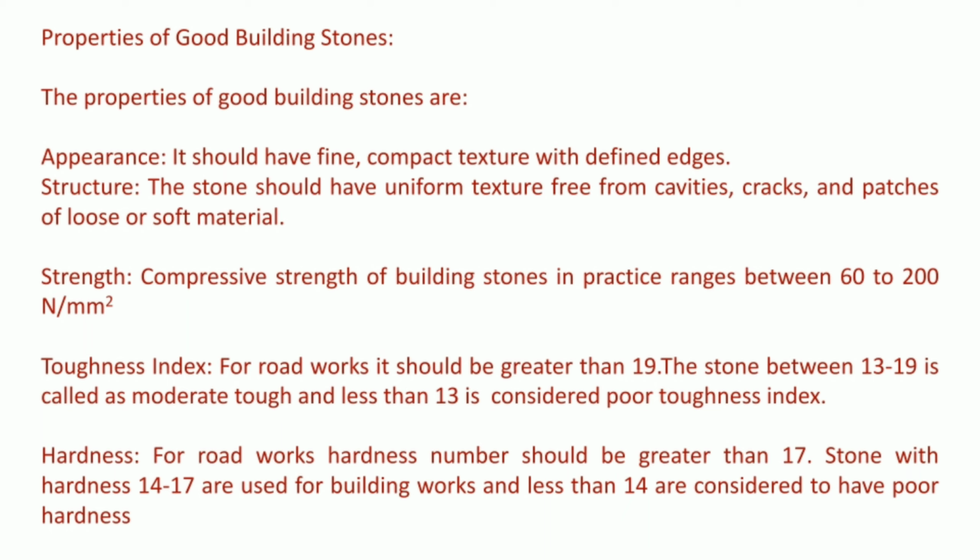Strength. Compressive strength of building stones in practice ranges between 60 to 200 Newton per mm square. Toughness index. For road works, it should be greater than 19. The stone between 13 and 19 is called moderately tough and less than 13 is considered as poor toughness index. Hardness. For road works, hardness number should be greater than 17. Stone with hardness 14 to 17 are used for building works and less than 14 are considered to have poor hardness.